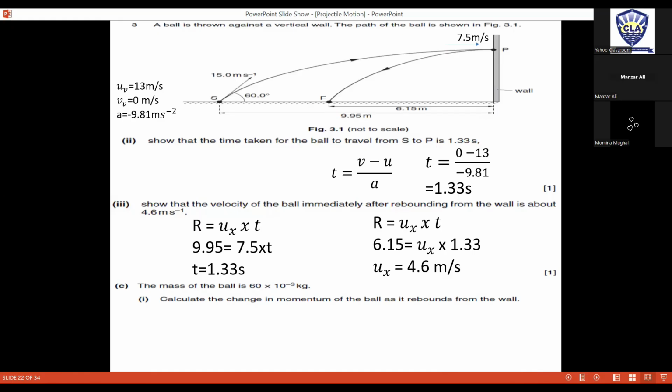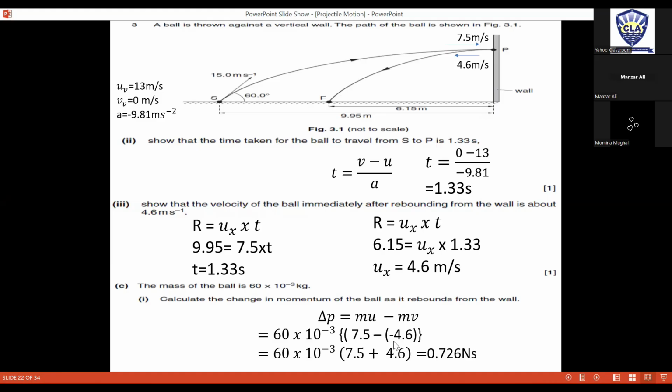Then what is your change in momentum? mv minus mu. Mass is given to us. Initial velocity is 7.5. Final velocity is 4.6, but in the negative direction, so we will write it with a minus. And we simplify that. Minus minus multiply becomes plus. Multiply that and you will get the value of change in momentum. If they tell us the time, we can also find the value of the force. Okay, one more question.